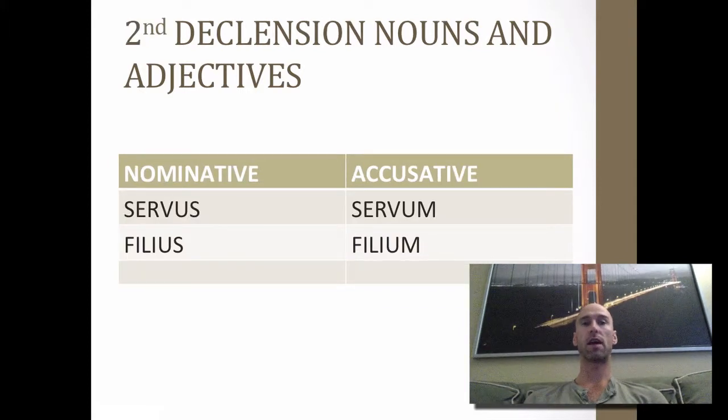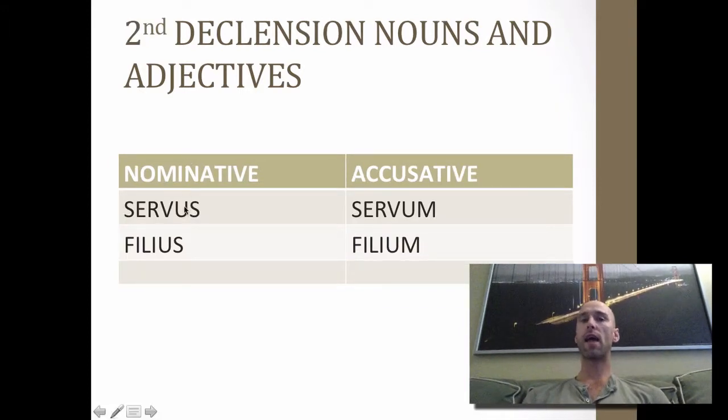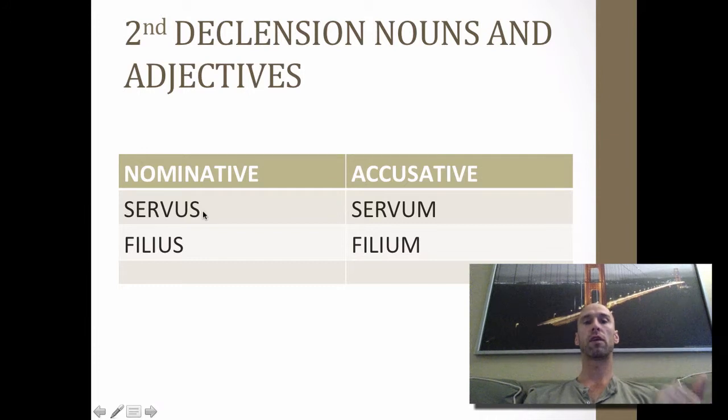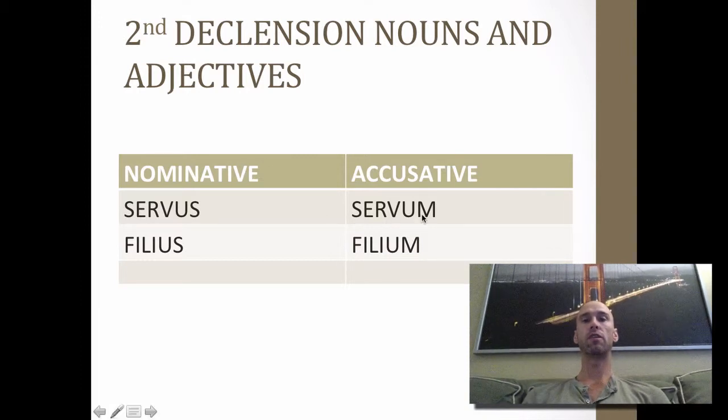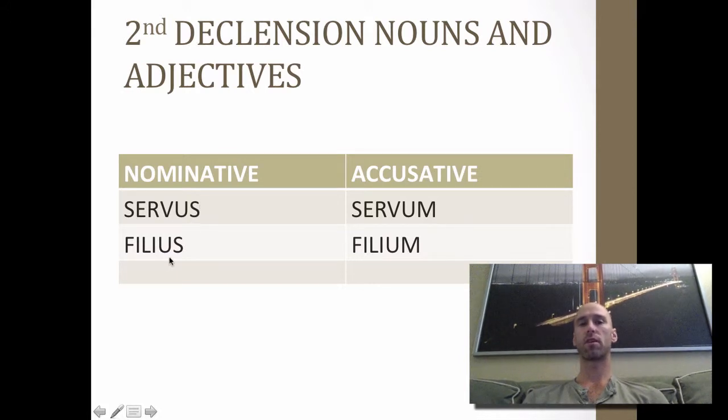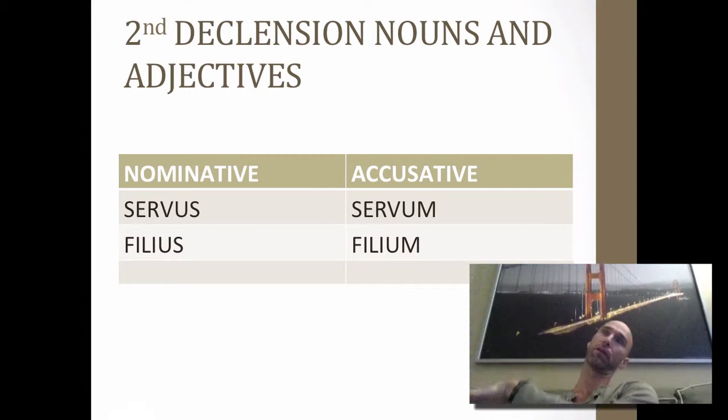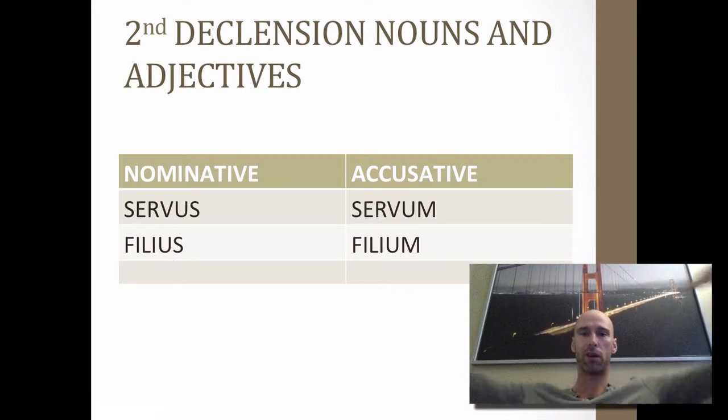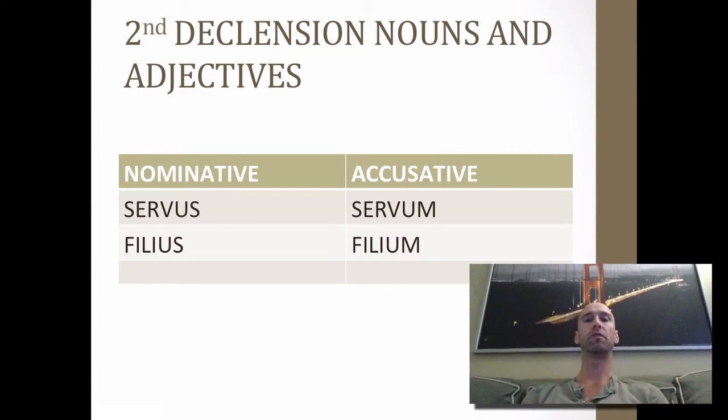Second declension nouns and adjectives. So they end in us in the nominative. Words like servus, filius, argentarius, and they end in um in the accusative. So all that happened really is when they go to the accusative, you just slash off the s, whoop, throw it out the door, and then put in an m. So you got servum and filium.